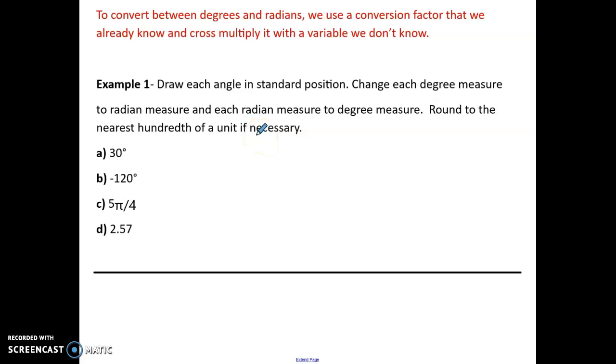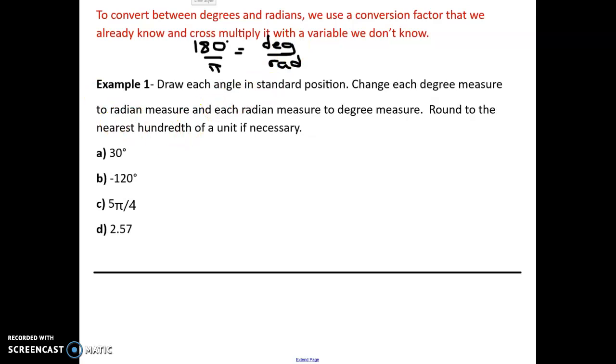Let's look then at converting between degrees and radians. To convert between them, we can use a little conversion factor. Basically, we're going to take 180 over pi on one side because those two things are equal to each other. 180 degrees is equal to pi radians. And then we'll set up the other side with whatever information we're given.